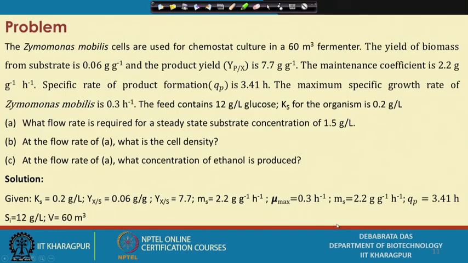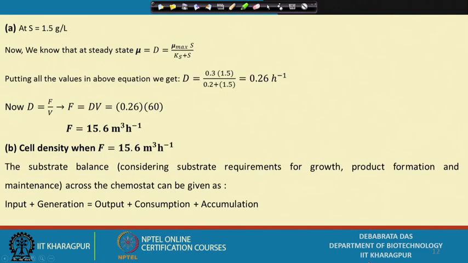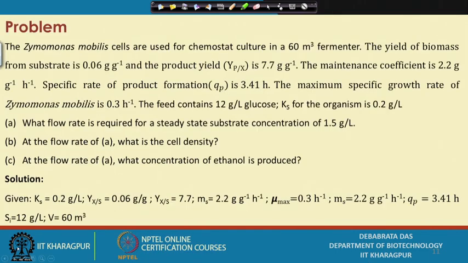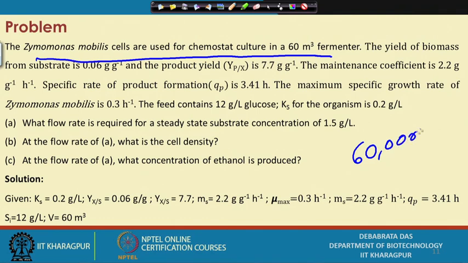Now let me go to the second problem, which is also very interesting. We know Zymomonas mobilis, which is used for the alcohol fermentation process. In this problem, Zymomonas mobilis cells are used in a chemostat of 60 cubic meter fermenter. 60 cubic meters means 60,000 liters. Am I right? Now, the yield of biomass is about 0.06 gram per gram.